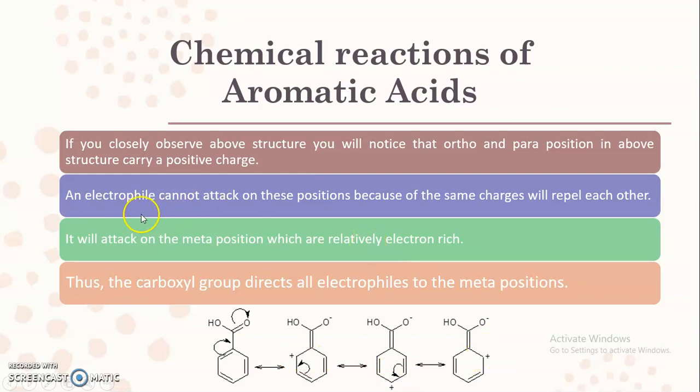And so when an electrophilic substitution reaction is carried out, an electrophile cannot attack these positions, because electrophiles have a positive charge and these ortho and para positions also have a positive charge. If the same charges come closer to each other, they will repel each other, and that's why the electrophile will not attack the ortho as well as the para position. It will attack the meta position, which is relatively electron rich, and thus the carboxyl group directs all the electrophiles to the meta position.